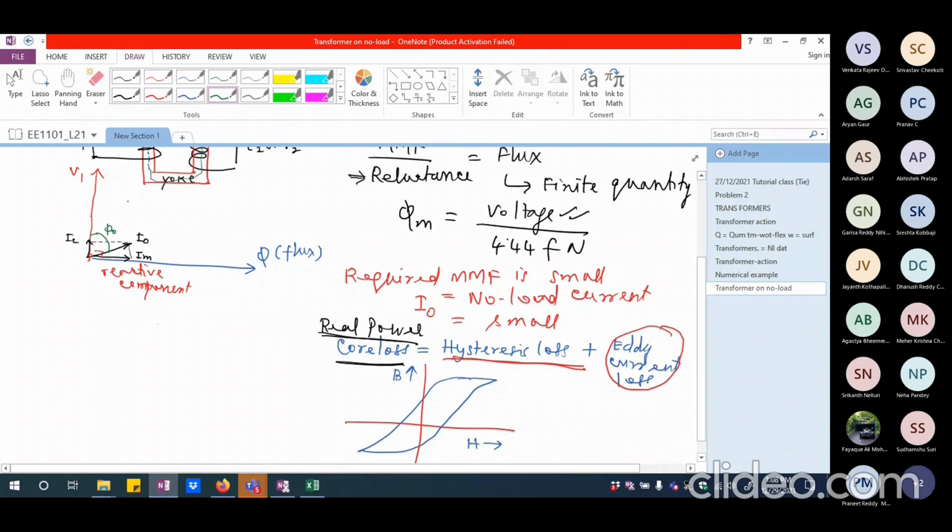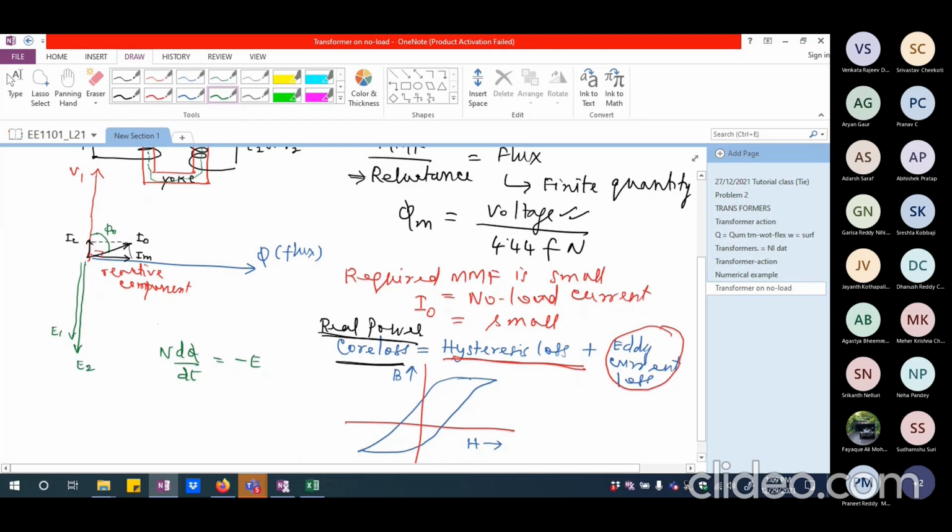Now if I try to look at what E1 and E2 are, I'm going to show them like this, because I generally write N dφ/dt equal to minus E. That's what I'm going to write. So I can write these two as E1 and E2. This is the induced EMF that I'm going to see depending upon the turns ratio I have.